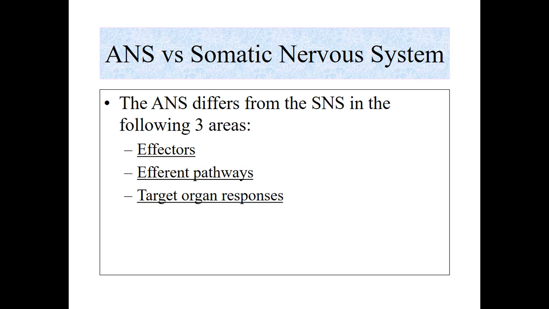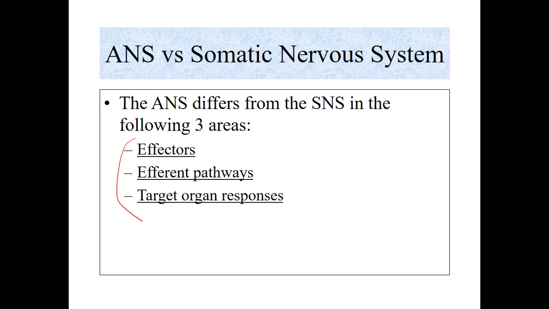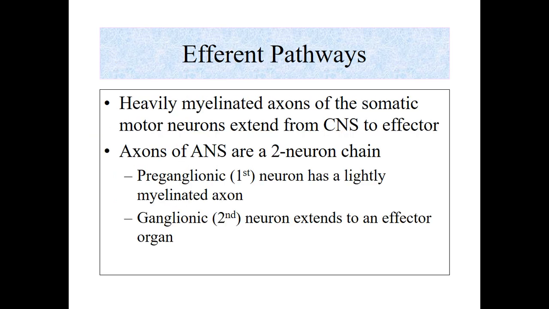So when we compare the autonomic nervous system to the somatic nervous system, we'll see that they differ in 3 different ways: the effectors, or the target organs, the efferent pathways, and the target organ responses. So we're just going to do a quick comparison. The somatic nervous system, of course, is just skeletal muscles. We've already covered this. Effectors of the ANS: cardiac muscle, smooth muscle, and glands. So I'm just going to back up 1 slide. That takes care of this. So we're going to cover efferent pathways next.